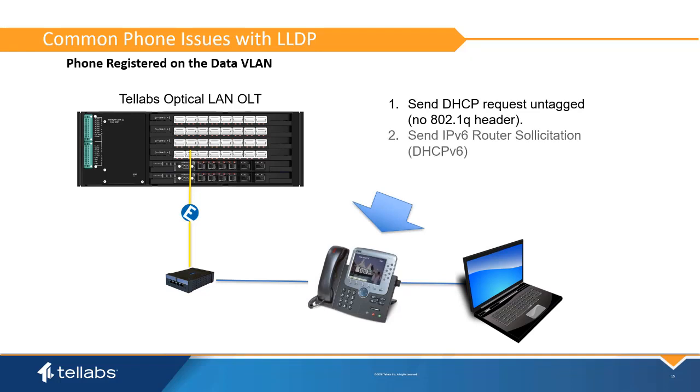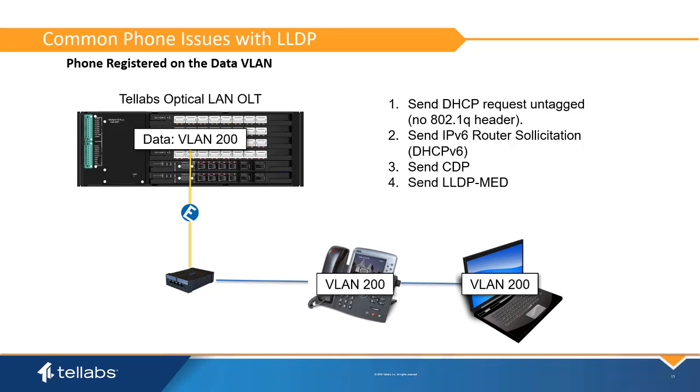1. Send DHCP request untagged. 2. Send IP version 6 router solicitation. 3. Send CDP. And 4. Send LLDP MED. If a port has both untagged and data VLAN and a tagged voice VLAN on the same port, this may result in the phone getting registered on the data VLAN. Since the LLDP MED is coming last, the Cisco IP phone may end up getting an IP on the data VLAN. If a route exists on the data VLAN back to the CUCM, then the phone may also get registered on the data VLAN.